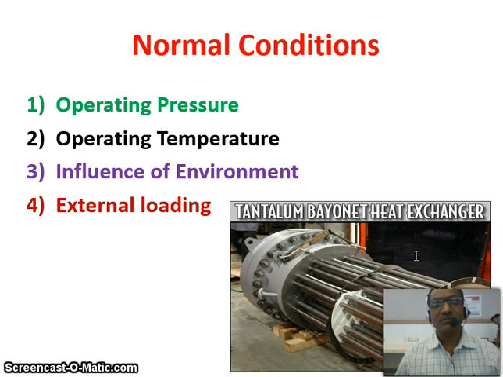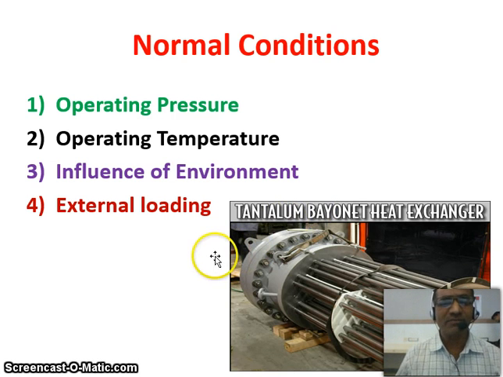Normally, there are two types of conditions under which the pressure vessels are required to be operated. They are called normal conditions, which cover the conditions such as operating pressure, operating temperature, influence of the environment on the pressure vessel, and external loading, if at all there is any on the vessel.